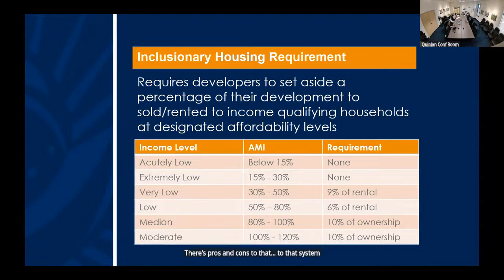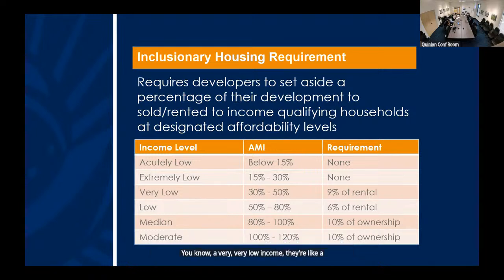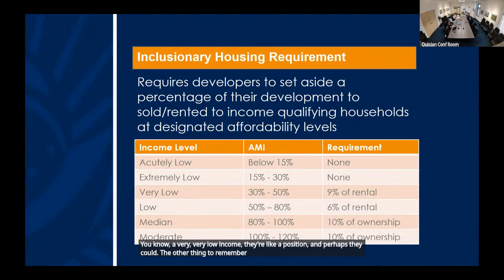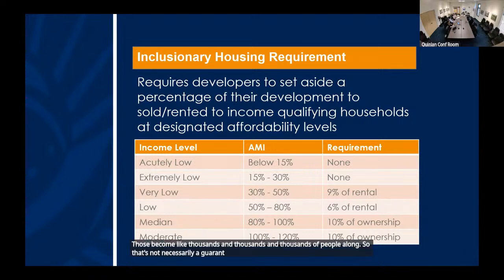On paper, yes, someone would be able to apply during a year-round system at any time. And potentially, if they had a really high priority, let's say they already live in Cupertino, they already work in Cupertino, they're very low income, and they're a physician, perhaps they could. The other thing to remember is that with a waitlist that's open year-round, those become thousands and thousands of people long, so that's not necessarily a guarantee that they'll quickly get in.